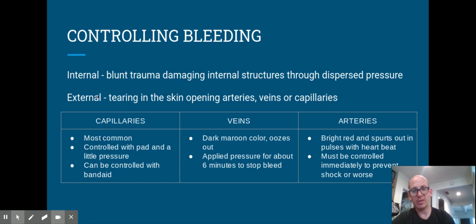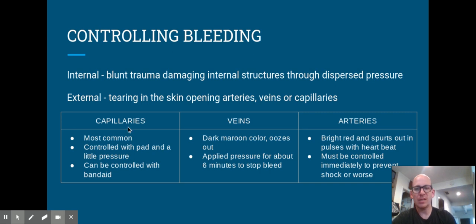Internal bleeding can be really, really bad and dangerous because you're not always aware of it. You cut your finger, you see the claret, the red coming out. You know you need to deal with it. But if you have an internal bleed, you aren't necessarily aware. External bleeding is a tearing in the skin, opening up of arteries, veins, or capillaries.